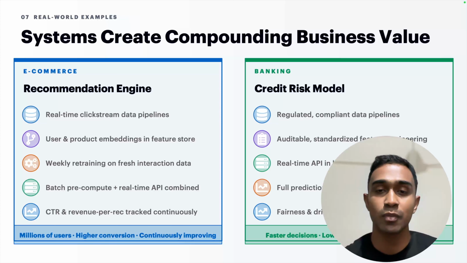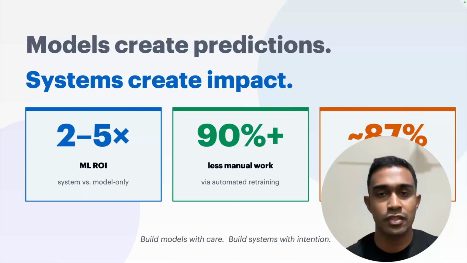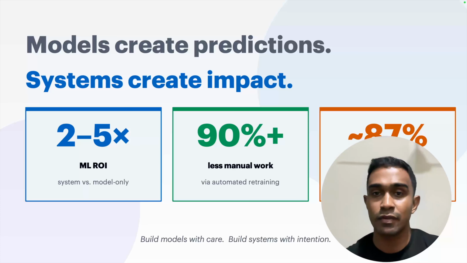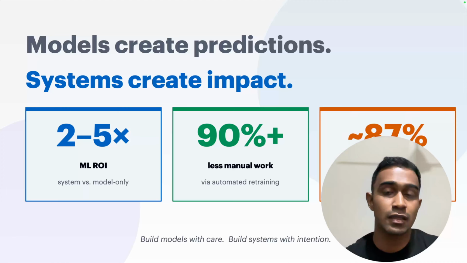In both examples, the model is essential, but the system is what turns that intelligence into compounding business value. So models create predictions, systems create impact. If you are building machine learning solutions, I would encourage you to always think beyond the model itself. Think about the data pipelines that feed it, the infrastructure that serves it, the monitoring that watches over it, and the feedback loops that help it improve.